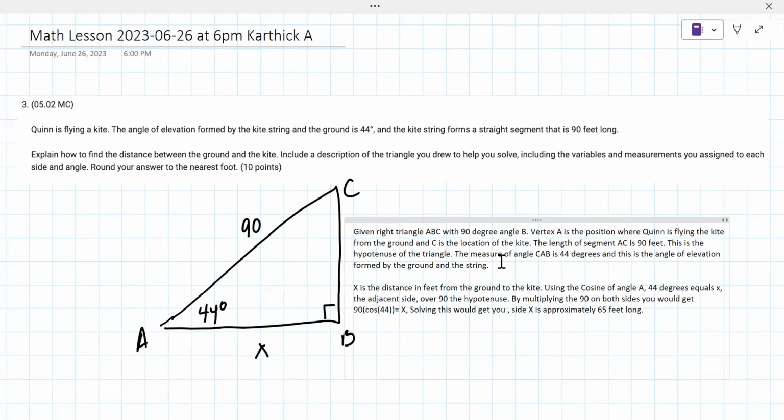Oh yeah, you do say that the adjacent side over the 90, the hypotenuse. Good. That's good. By multiplying both sides by 90, solving x is approximately 65. Yeah, that's really good. I kind of just explained the steps of how to come about x is approximately 65 feet long, which rounds to the nearest foot. So all right.